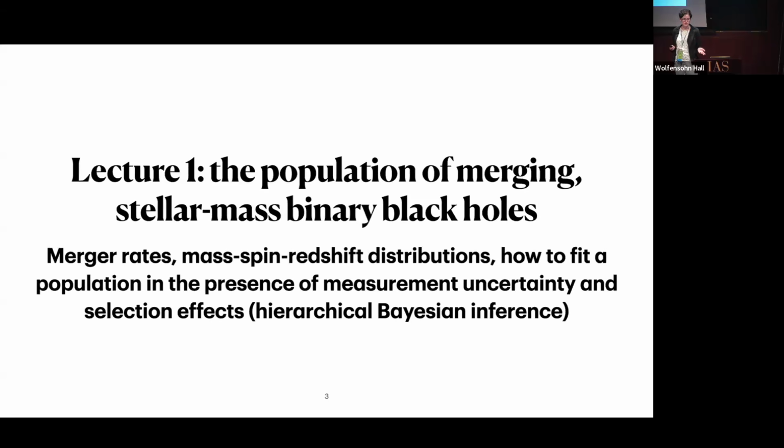So starting today with the population of merging stellar mass black holes, I'll talk about how we can infer merger rates, what we know about the mass spin redshift distribution, and then also how to fit a population in the presence of measurement uncertainty and selection effects, also known as hierarchical Bayesian inference.